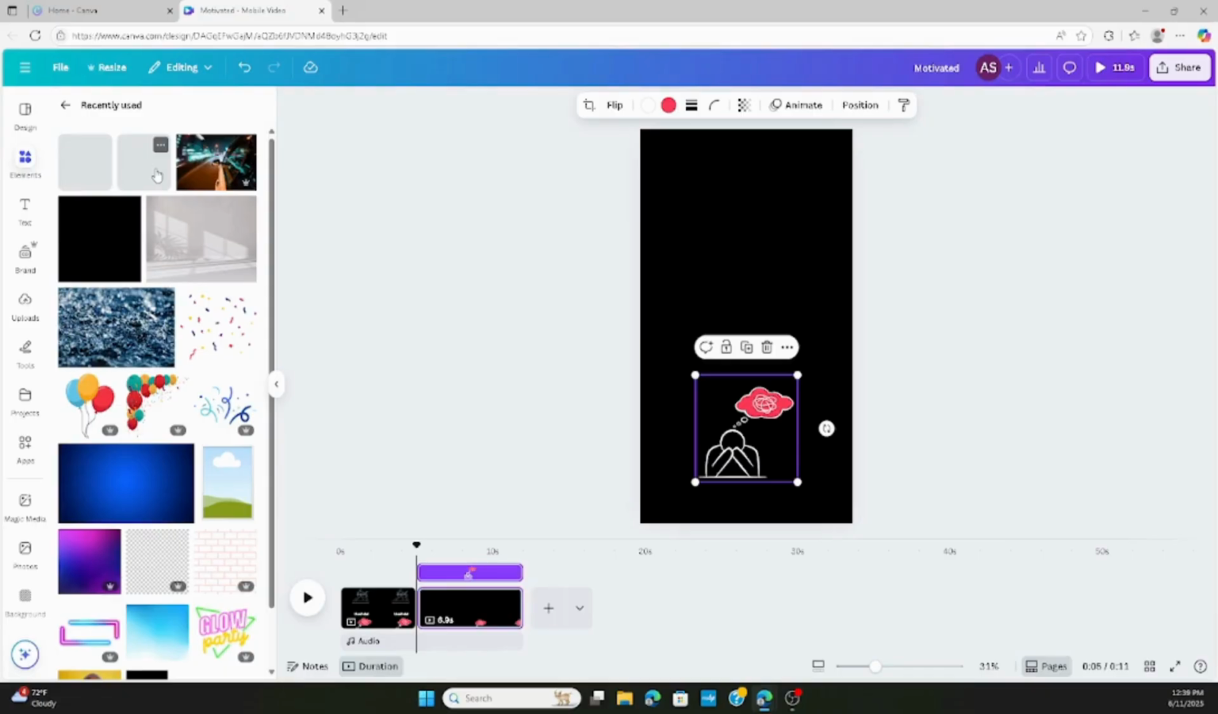Now let's animate. Use smooth transitions, quick cuts, and scale pan effects. Remember, movement should follow the rhythm of your music or voiceover. It's what gives your graphic that viral energy.